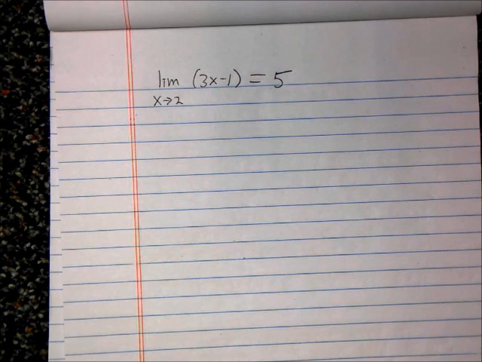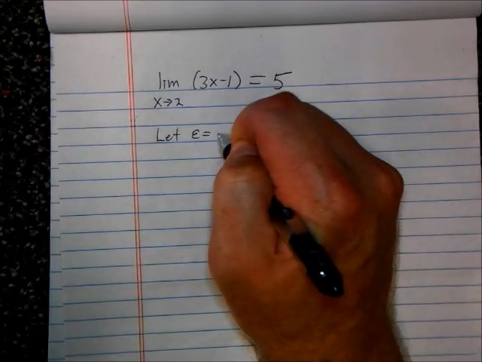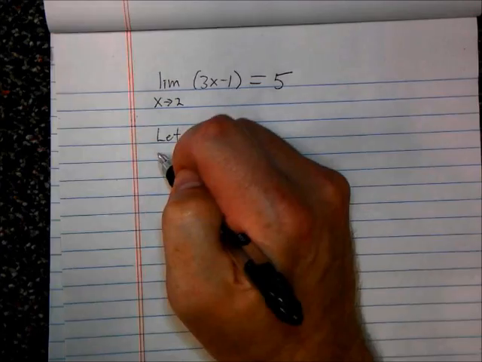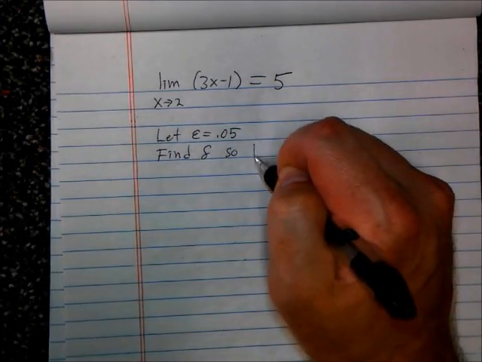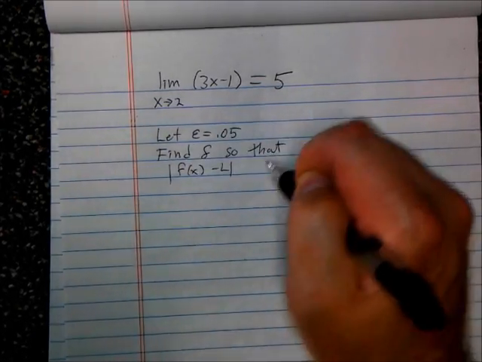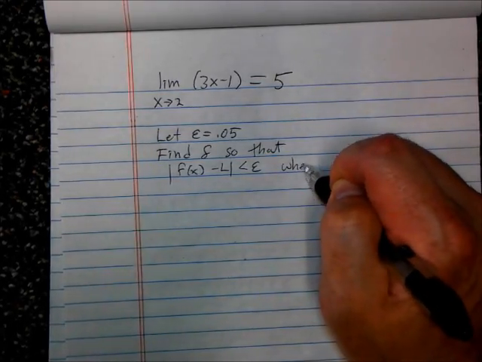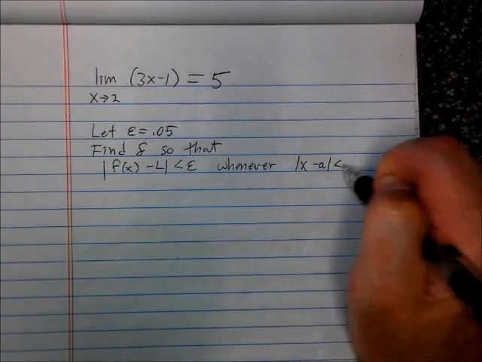But now we need to prove it. Okay? So, let's pick an epsilon value. Somebody give me an epsilon value. Epsilon is usually a small number. That's not a small number. 0.05. So we're going to let epsilon equal 0.05. Our goal is to find a delta so that f of x minus L is less than epsilon whenever x minus a is less than delta.